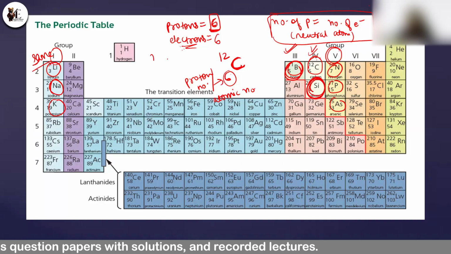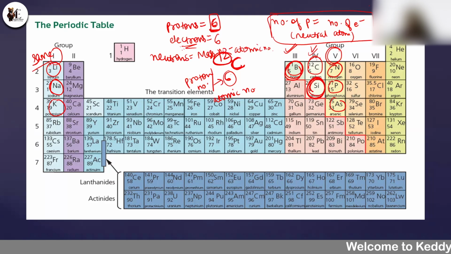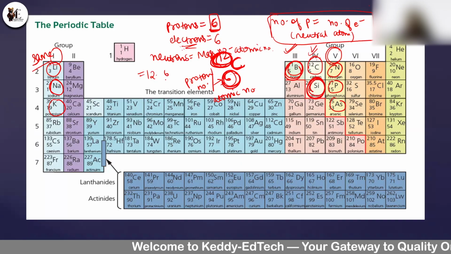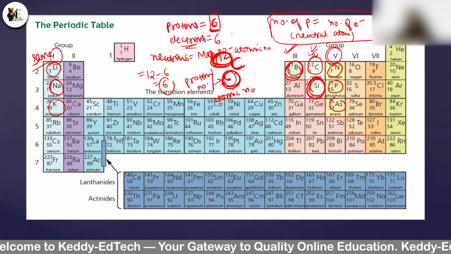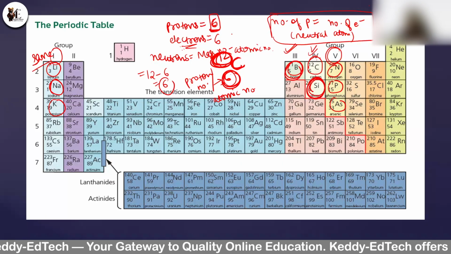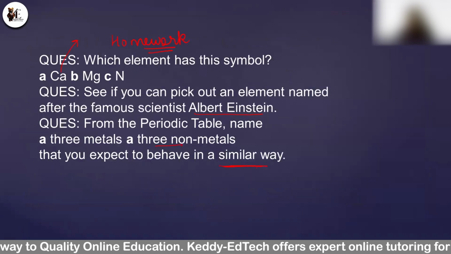Now, how to calculate the third subatomic particle, number of neutrons? It is also very easy. You just have to use this formula: mass number minus atomic number. Mass number is this, the superscript, and this is the atomic number. So 12 minus 6 is equal to 6, right? So we have found out that there are 6 protons and 6 electrons and 6 neutrons in the nucleus of a carbon atom.